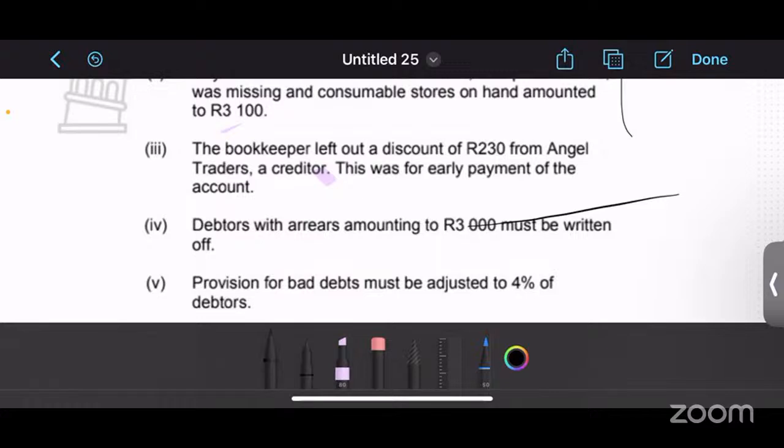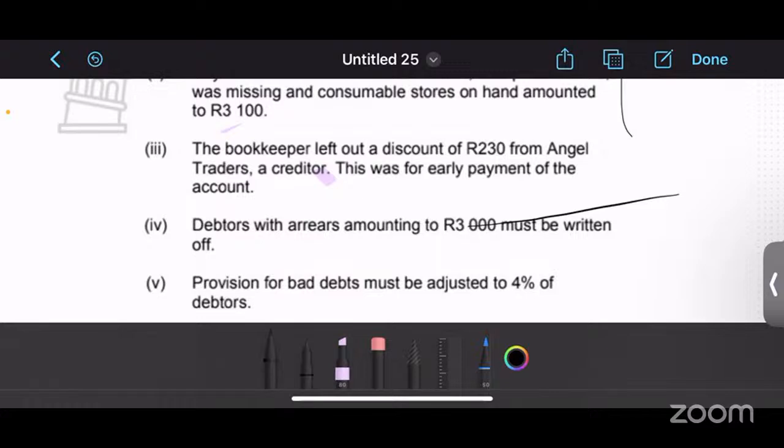Now let's look at Roman figure 3. The bookkeeper has left out a discount of 230 from Angel Traders, a creditor. This was for early payment of account. The bookkeeper left out a discount of 230 from Angel Traders, a creditor. Where is this going to go? Income statement or trade and other receivables or none?